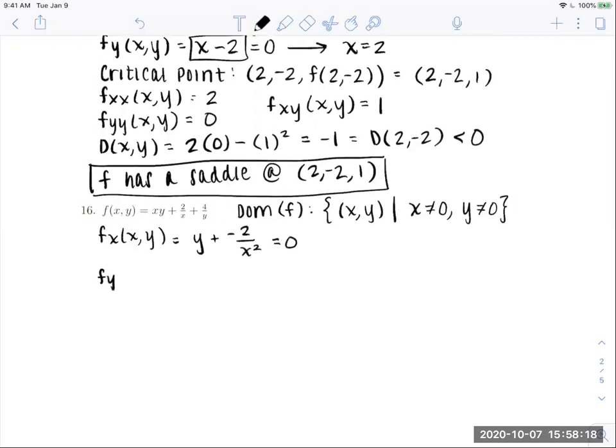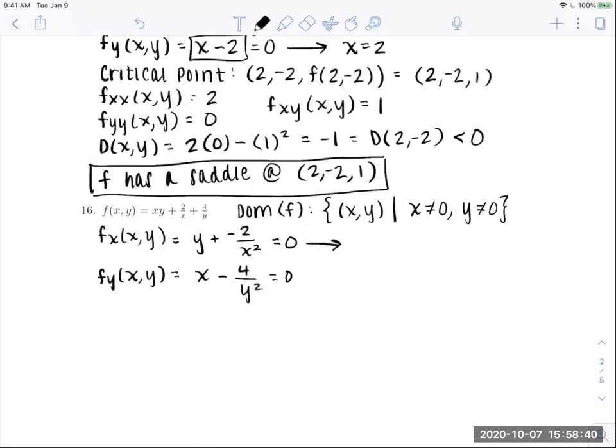So I'm going to move on to the other first order partial derivative, f sub y. That's going to give me x. The second term is 0. And then the last term is a negative 4 over y squared. And I want to set this equal to 0. So I have two equations, two unknowns. I'm going to solve for one of the variables.